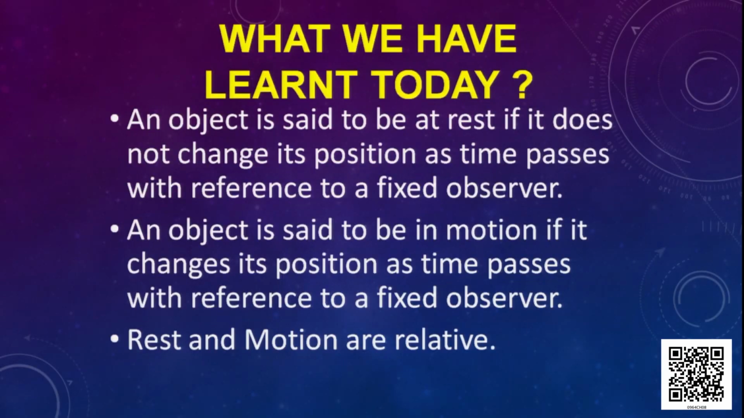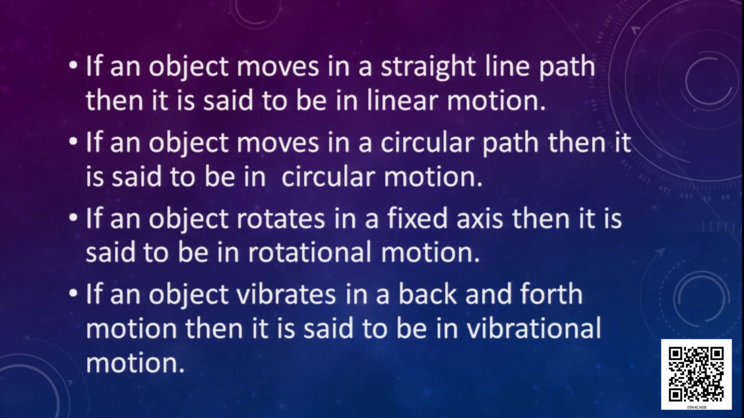Then after studying these learning points, what have we exactly learned today? Let us summarize. At first, we learned that an object is said to be at rest if it does not change its position as time passes with reference to a fixed observer or reference point. Then we studied that an object is said to be in motion if it changes its position as time passes with reference to a fixed observer. Then we studied that rest and motion are relative.